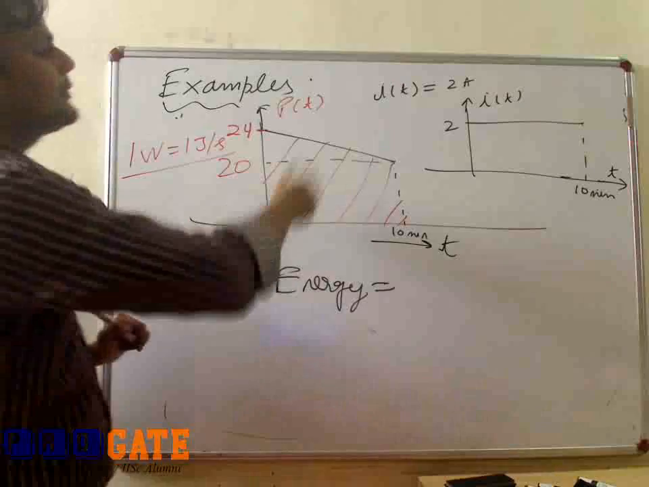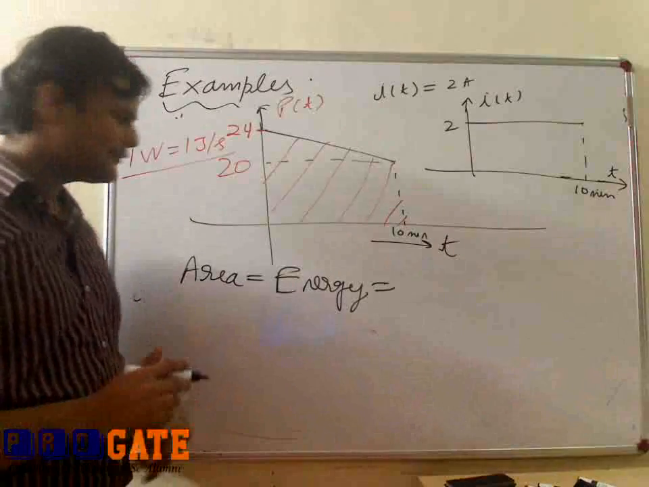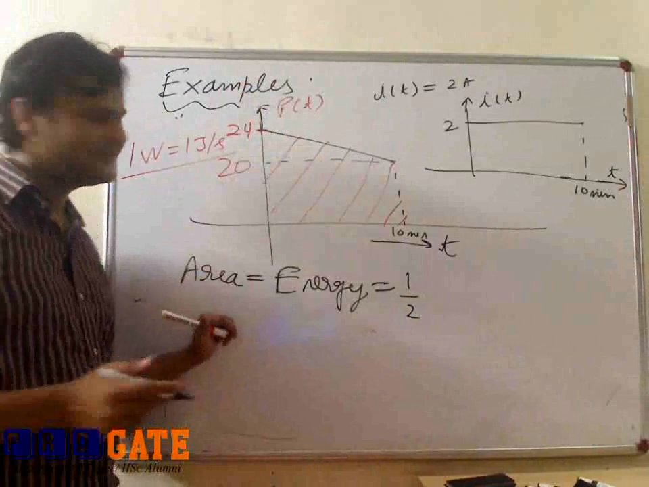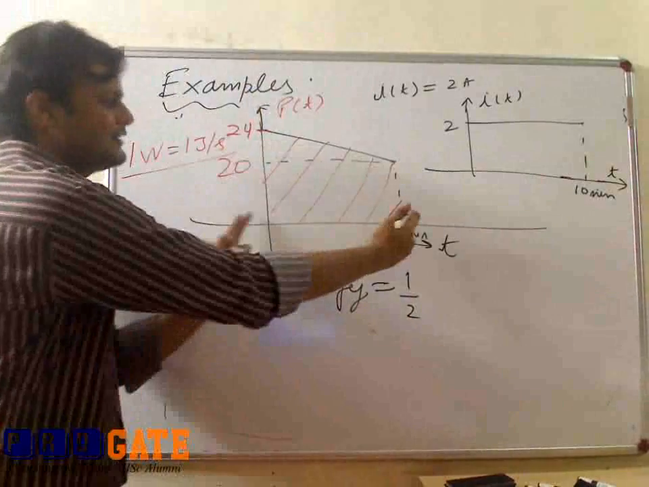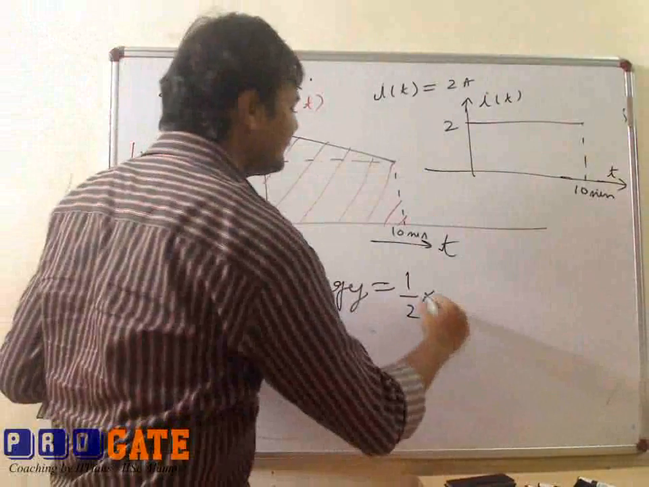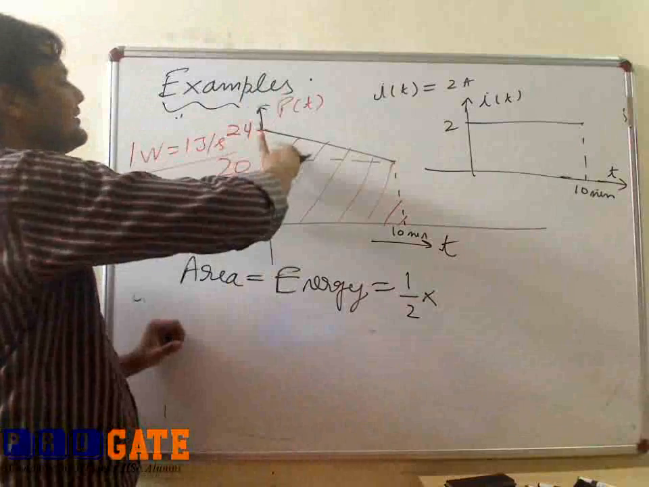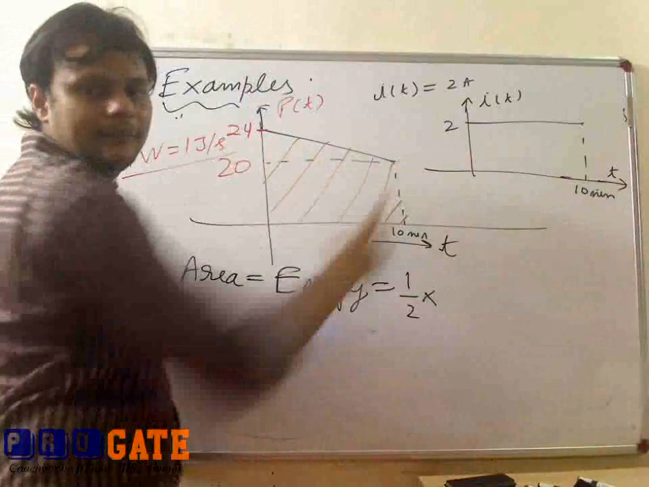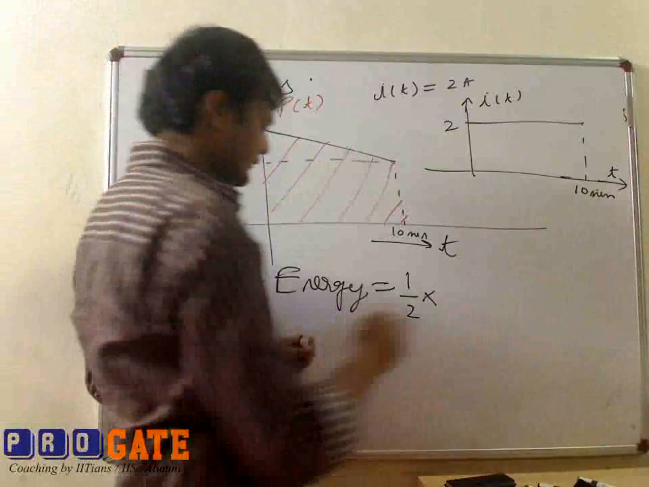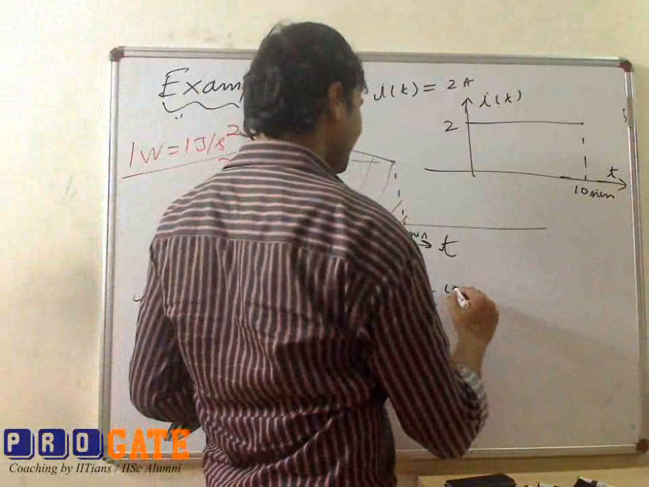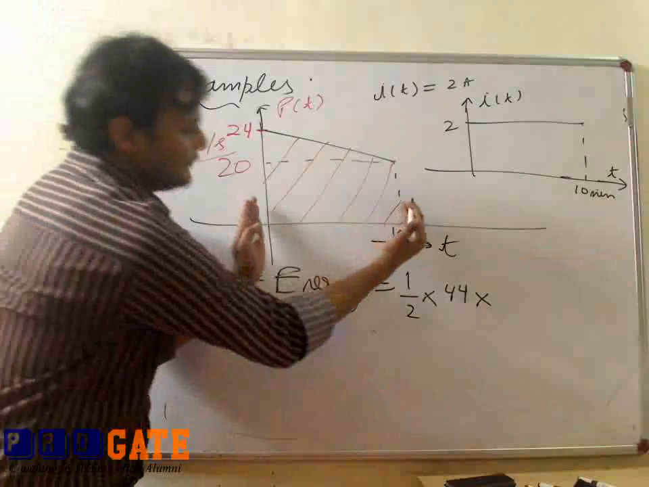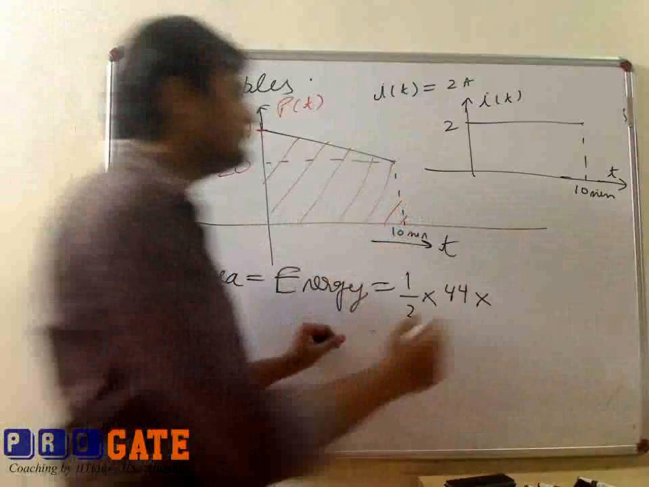Okay, and this is a trapezoid. The formula for a trapezoid is half into the sum of parallel sides multiplied by the height or base, one can say. So half multiplied by the sum of parallel sides. What are the parallel sides here? This is 24 and this is 20. So what will I get? 20 plus 24, this is 44. And this is the main width of this trapezoid. It is 10 minutes.